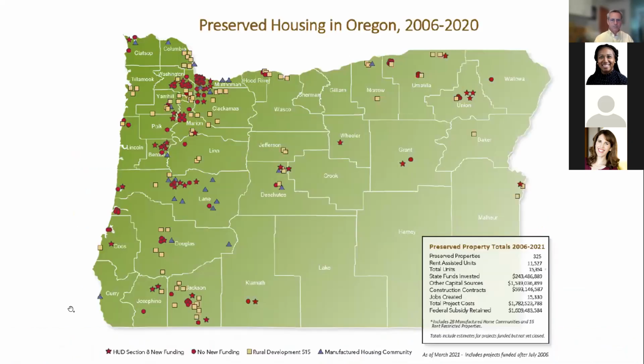Next slide, please. This is just a visual representation of where those preserved properties are. 325 properties preserved now so far to date, 11,500 with rental assistance units. You can see from the map, these properties are really preserved all over the state. As you would expect, there's a concentration along the I-5 corridor, but up and down the coast, Central Oregon, North and Northeast Oregon, you know, a really good distribution of those resources. Next slide.